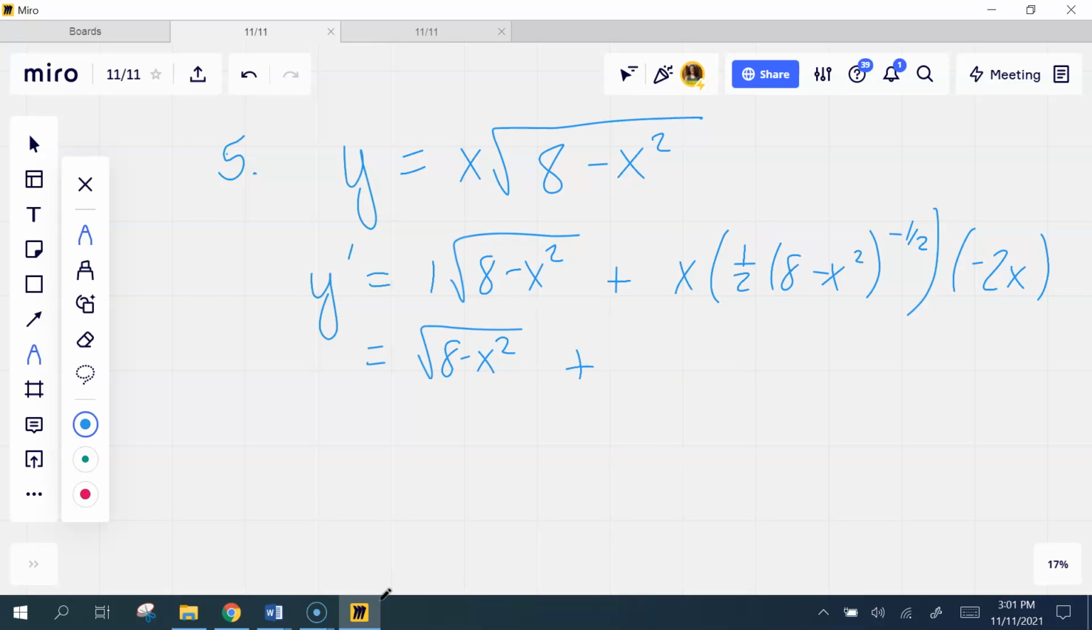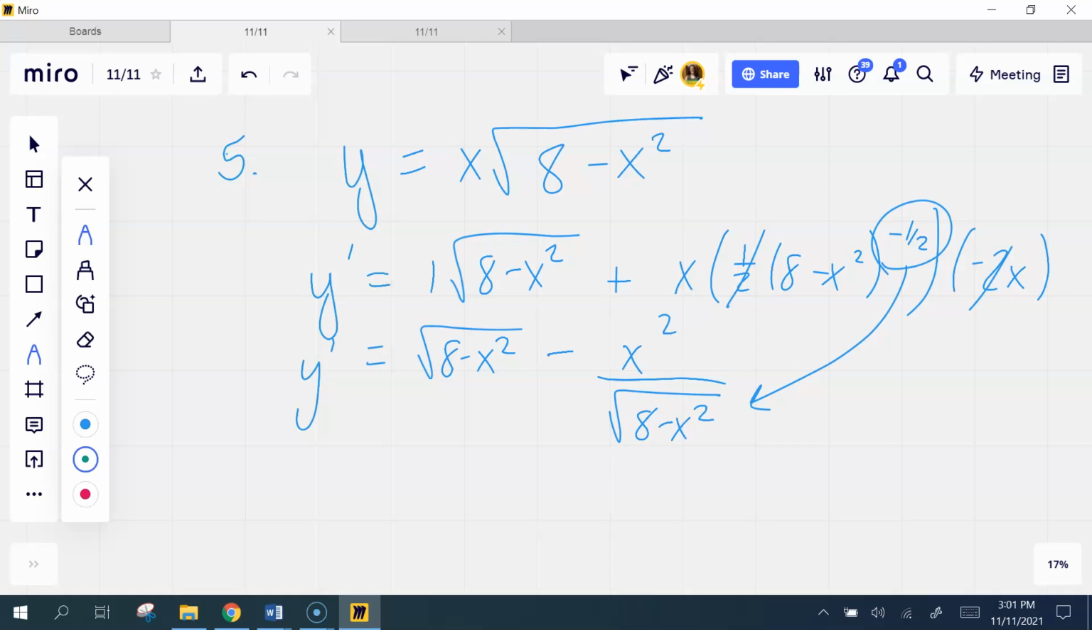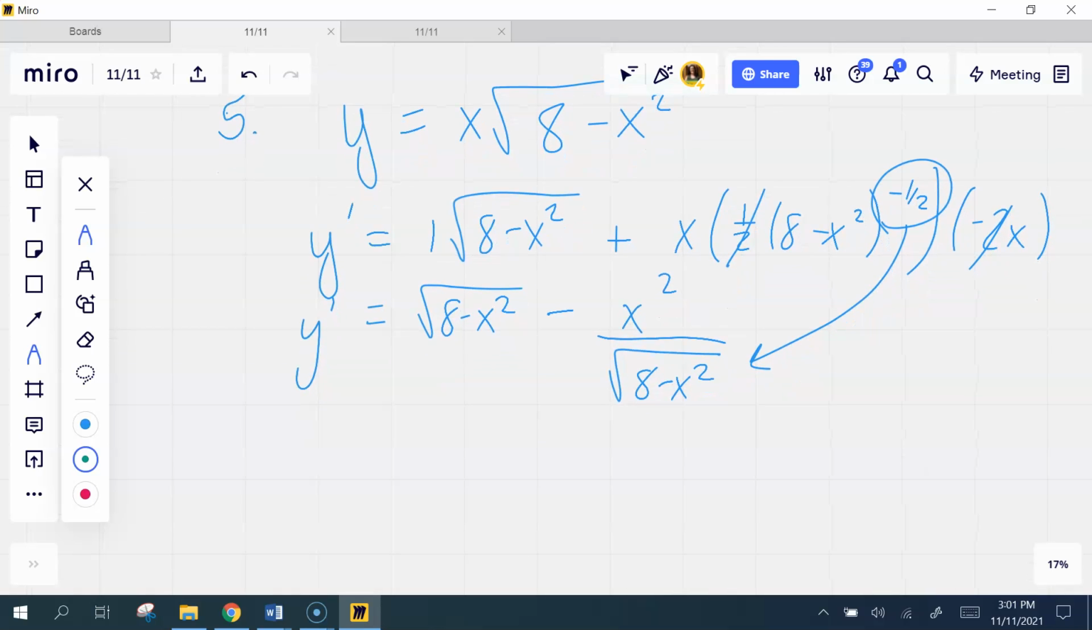All right, because I know that I have to find where it equals 0 and points where it's undefined, this 2 and this half are going to cancel. I'm going to change this to a minus. This is still the same way we did it in class. I'm going to put this over. All right, here's my derivative.